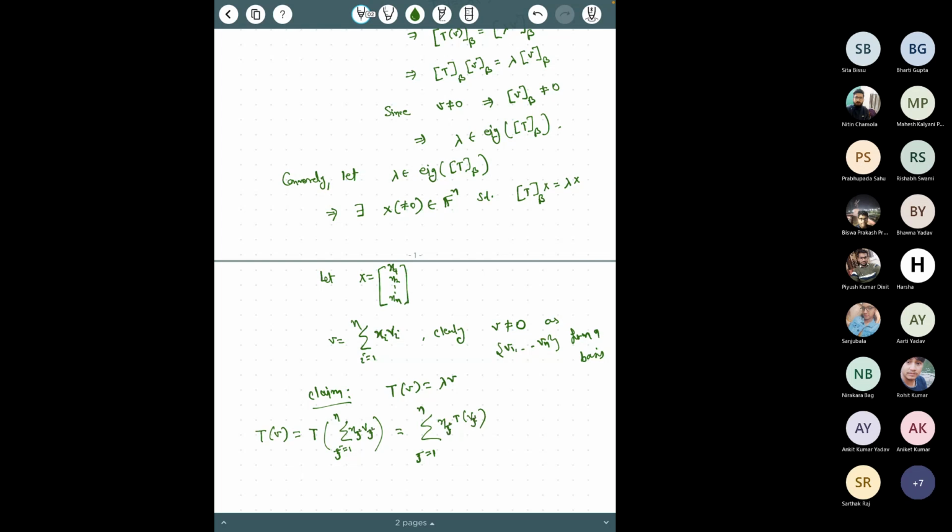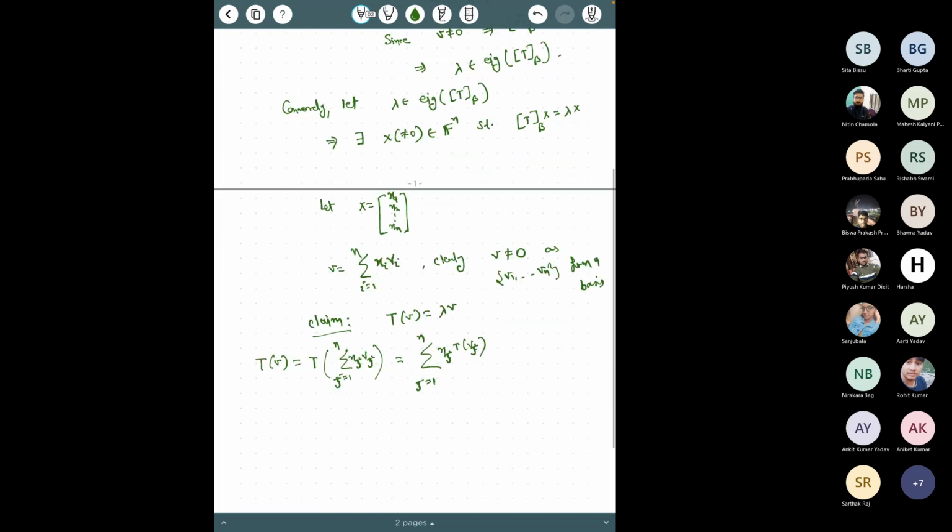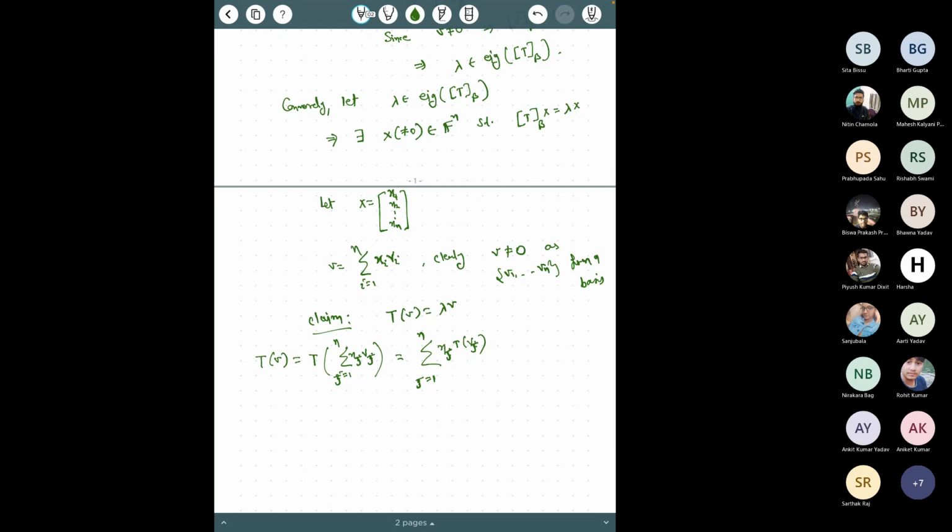Okay, so T of vj. Now what is next? We need to use the fact that this lambda is an eigenvalue of the matrix of T. So from here, what can we say about T of vj? We can write lambda times vj, but we cannot say that directly, because vj is not known to be an eigenvector for T with respect to lambda. T of vj, we cannot say lambda times vj.